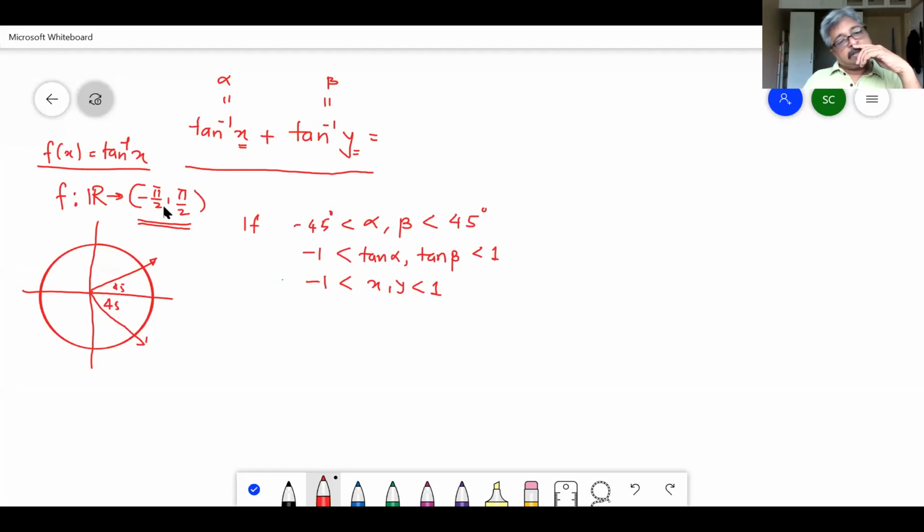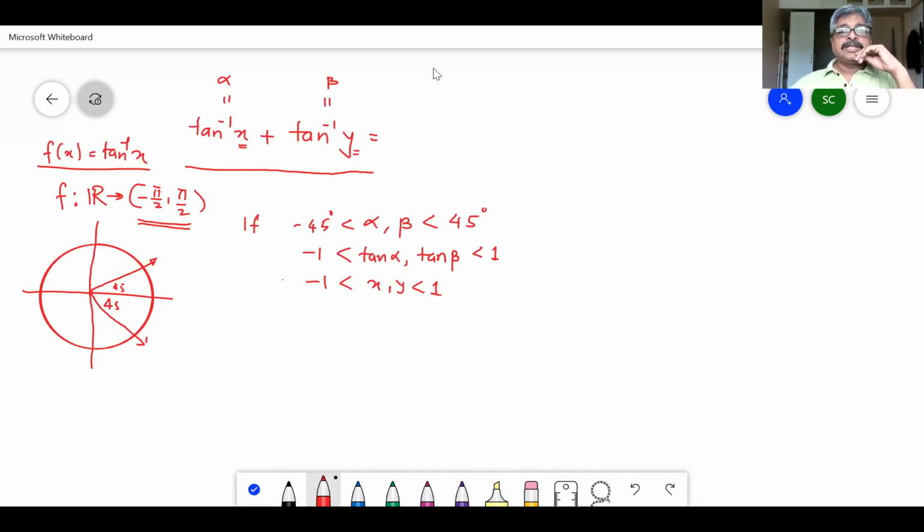Oh, sorry, this is the other way around. f is tan inverse x, so f is defined from R to minus pi by 2 to pi by 2, correct? Yes. The x values can be real numbers and the angles that we get back will be between minus pi by 2 and plus pi by 2. So have you understood the easiest case? If you are between minus 45 and 45, that means if x is between minus 1 and 1, then you are safe. And then what calculations are we doing?